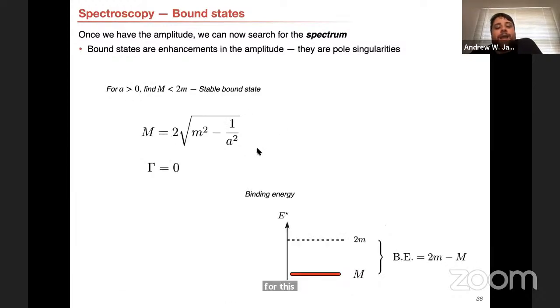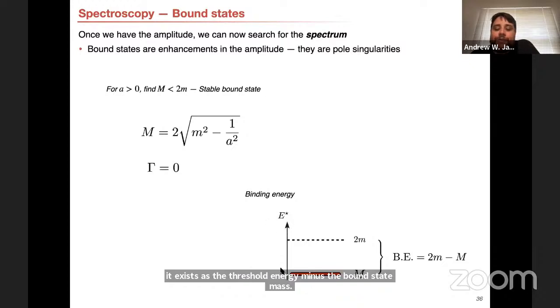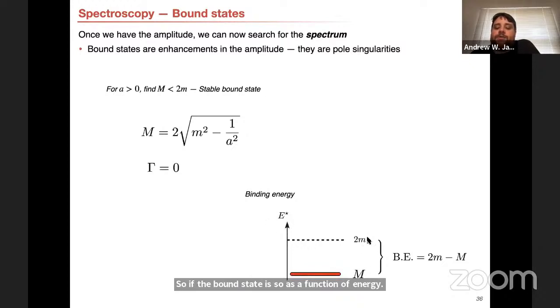For this positive a value, we find that m is less than 2m here. So 2m is the threshold point. This mass is being shifted downward, so we can define the binding energy, which is how much energy is needed to bind the system or to break the system apart if it exists, as the threshold energy minus the bound state mass. So as a function of energy, the bound state is here, the threshold energy is this point here, and this difference is just the binding energy.